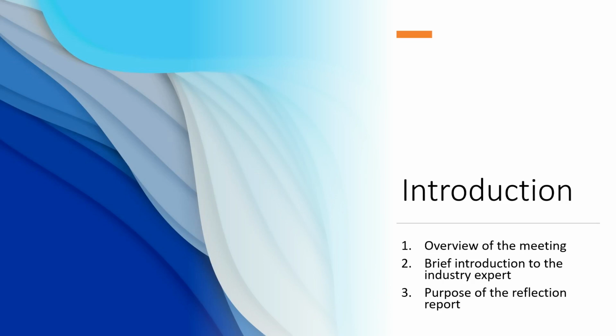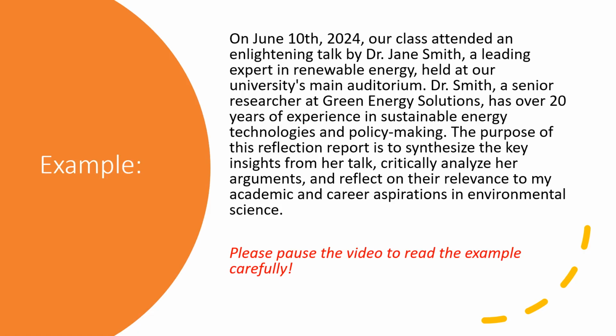First, let's talk about the introduction. This section sets the stage for your reflection report. Start with an overview of the meeting. Describe when and where the talk took place and the context or theme of the event. Next, provide a brief introduction to the industry expert. Mention their name, position, and background to give your readers an idea of their expertise. Finally, state the purpose of your reflection report. Explain why you're writing this report and what you aim to achieve with it. Now, let's take a look at an example.